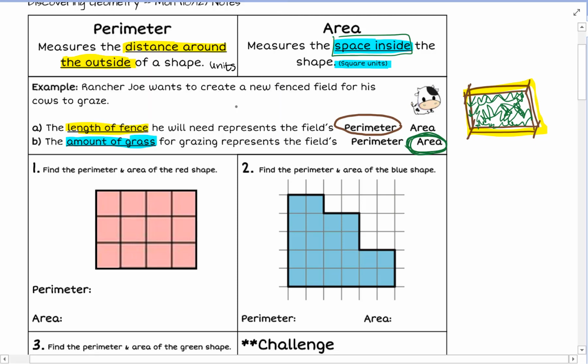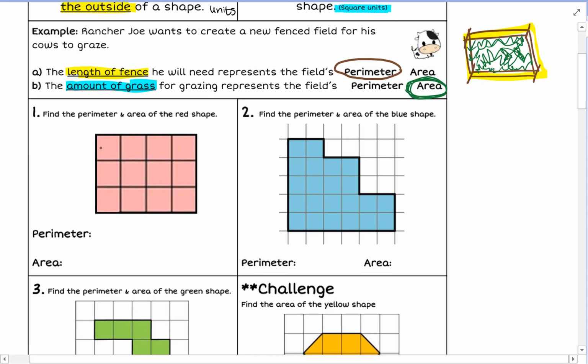Square units, what are those? Well, here is a square unit, another square unit, another square unit. And that's how area is measured. Find the perimeter and area of the red shape.